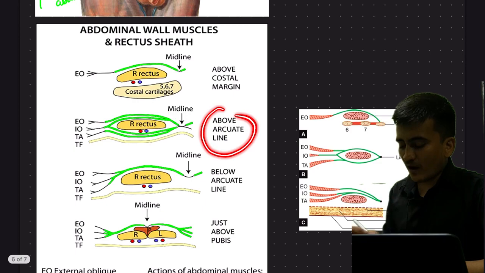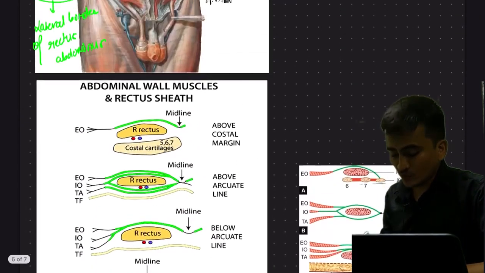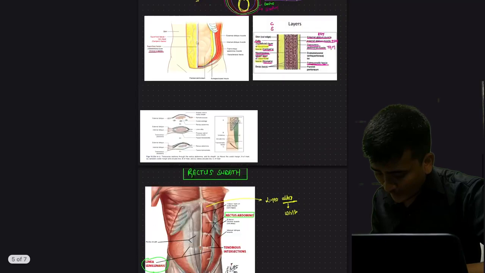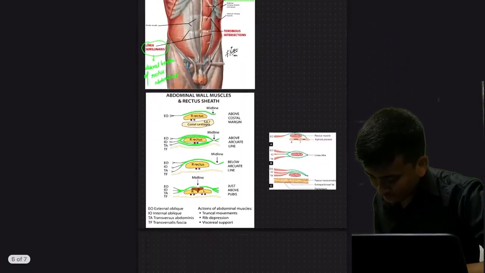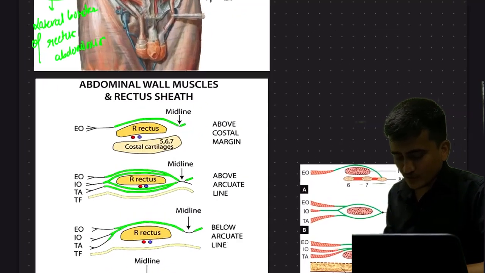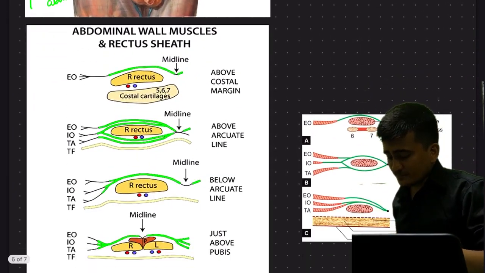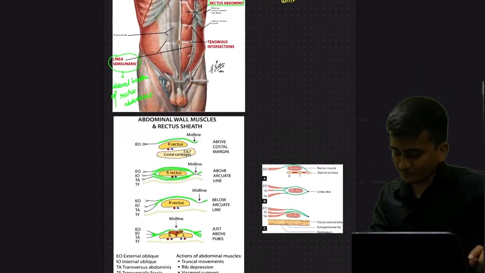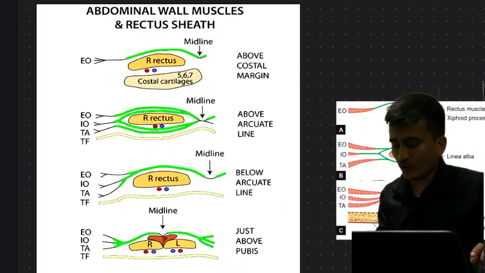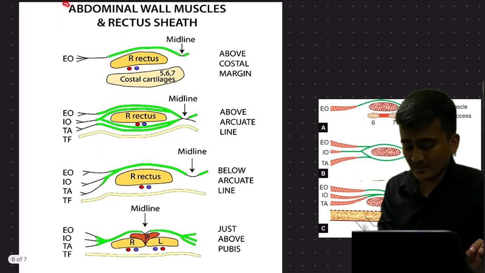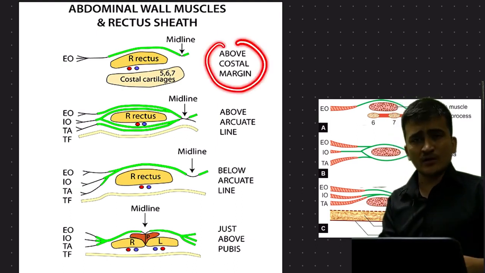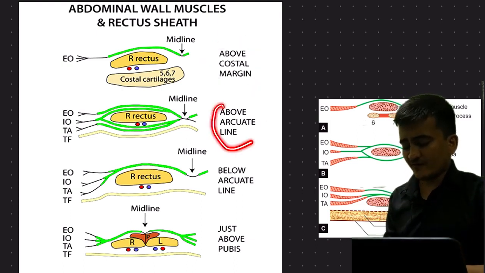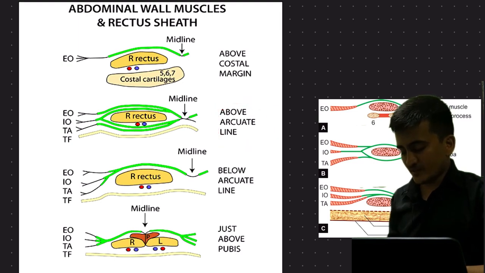Now above the arcuate line. If you don't know what the arcuate line is, it should have been shown right here in surface marking. No need to worry, we'll watch it later on. Now we are going to talk about the abdominal wall muscles and rectus sheath in different positions: above the costal margin, above the arcuate line, below the arcuate line, and just above the pubis.